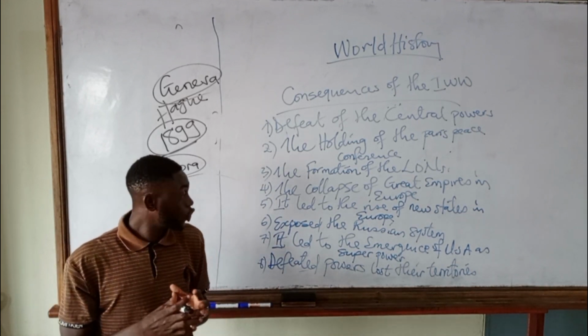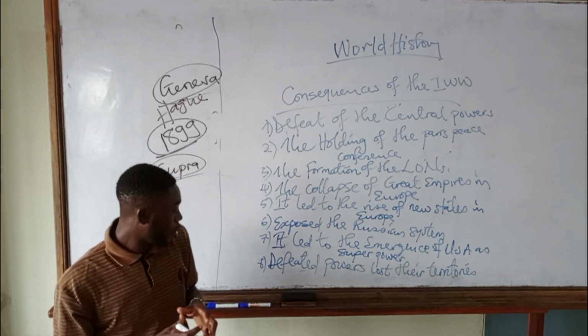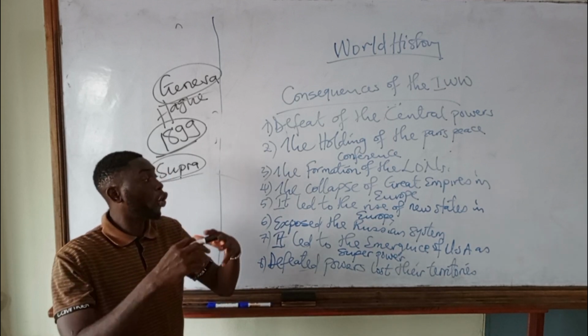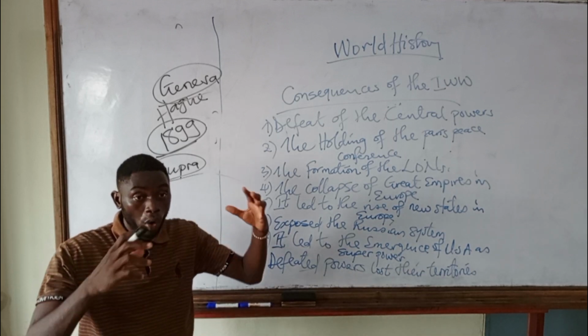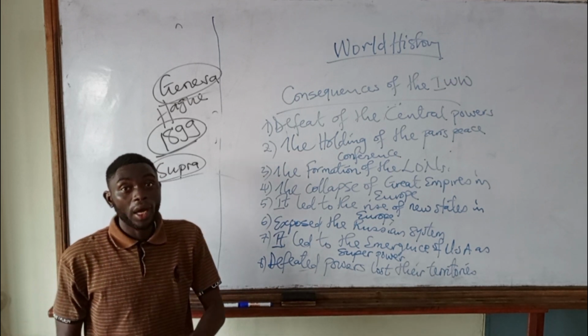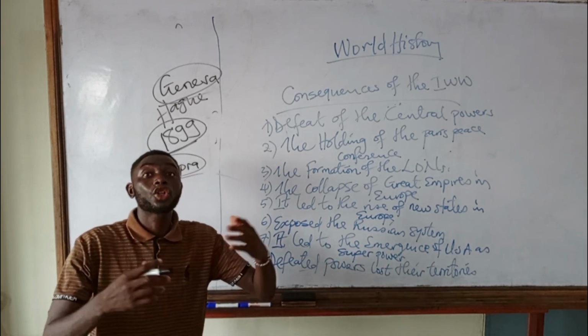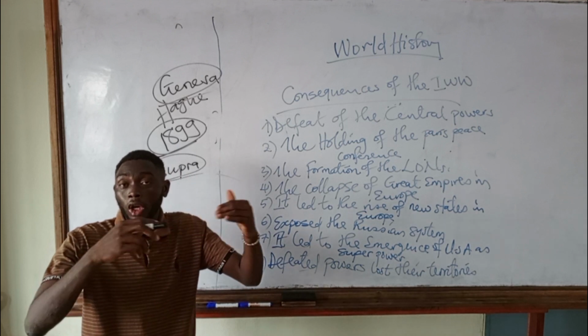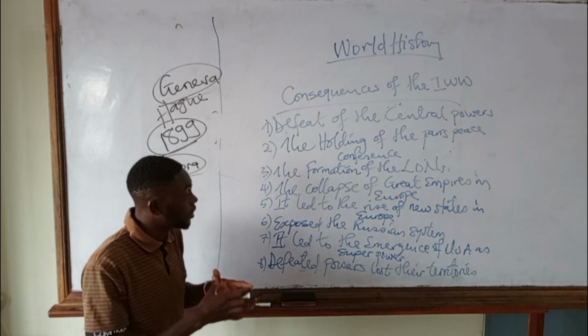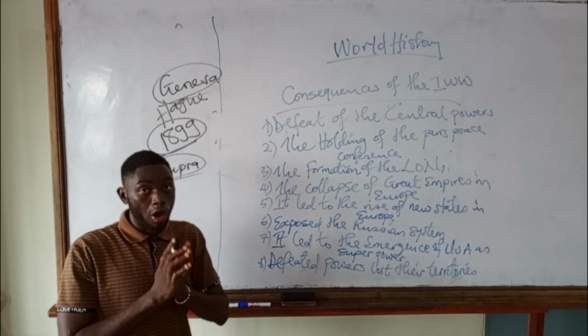country to govern. So with the outbreak of the First World War, we have empires such as the Russian Empire that collapsed. We have the Austro-Hungarian Empire that was disintegrated into Austria and Hungary. We have the Ottoman Empire or the Turkish Empire that also collapsed, and finally the German Empire that was also disintegrated because of the war.